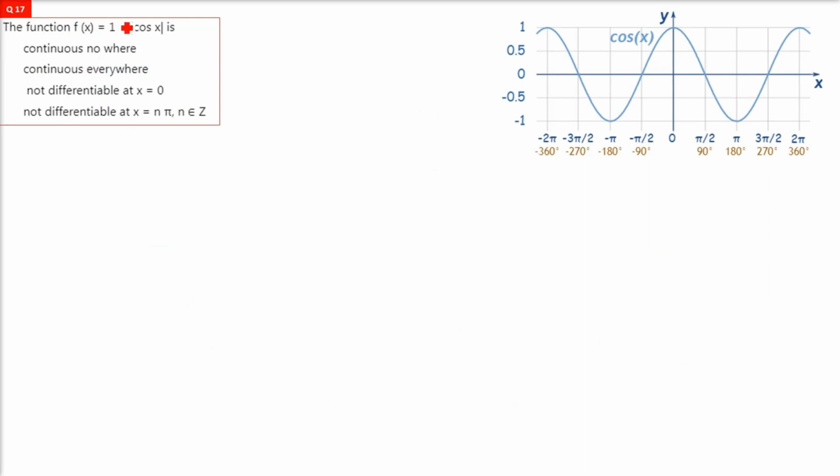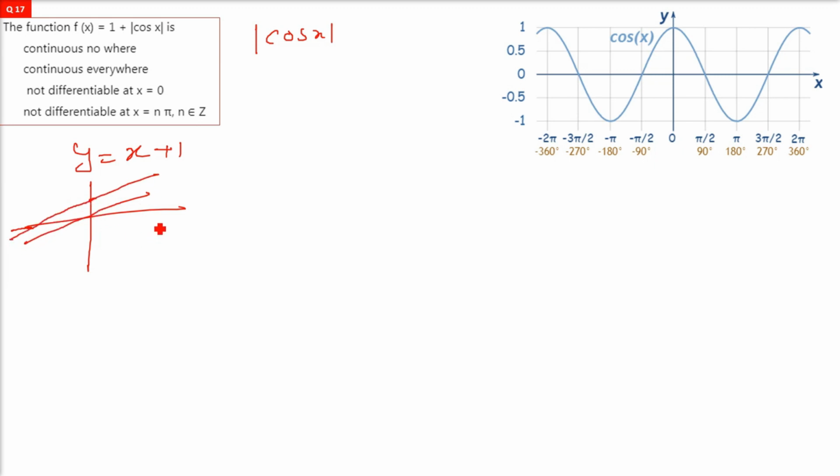The function f(x) equals 1 plus modulus of cos x. Now modulus of cos x we have already known. For the function y equals x, if it is a line, it will pass through the origin. When we add plus 1, that means you go up, just 1 point ahead. This is y equals x plus 1. And when we have x minus 1, you are 1 point below.